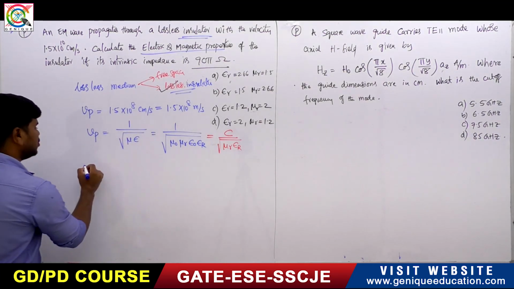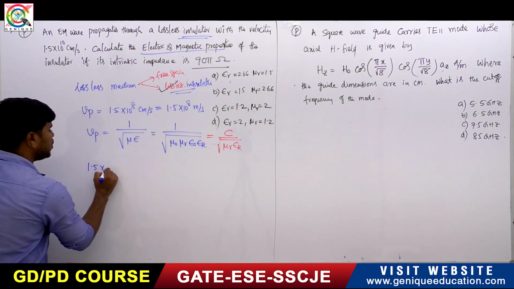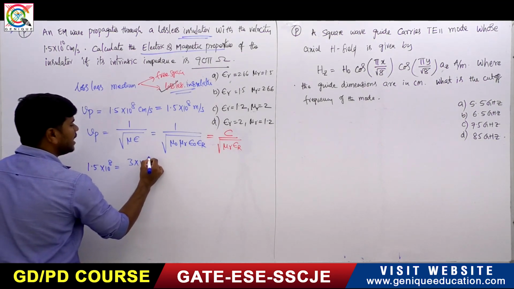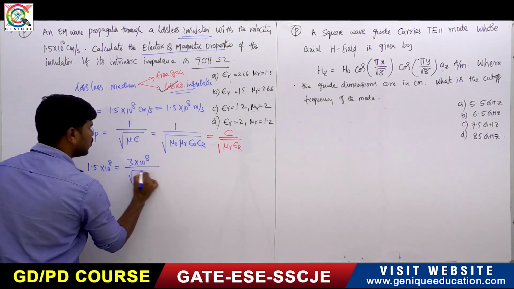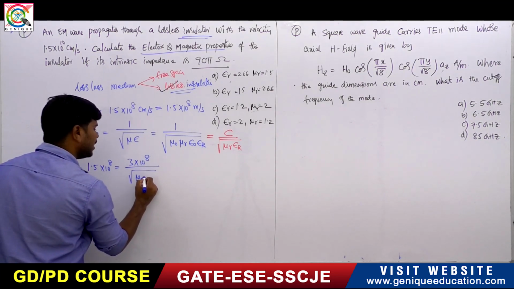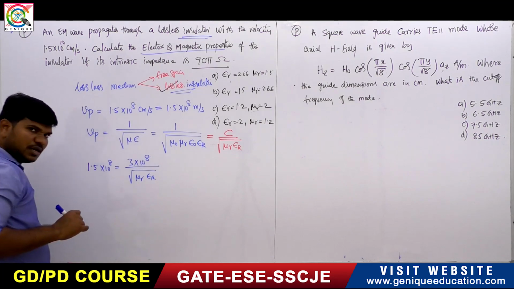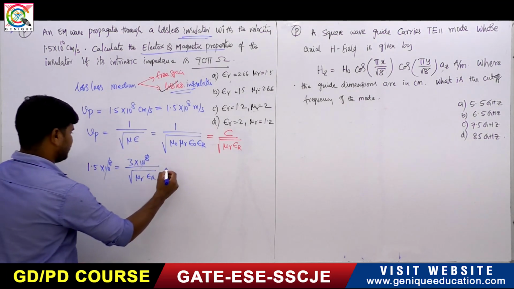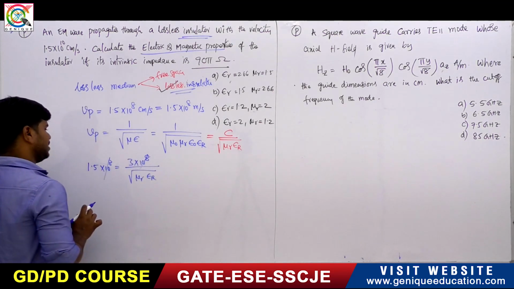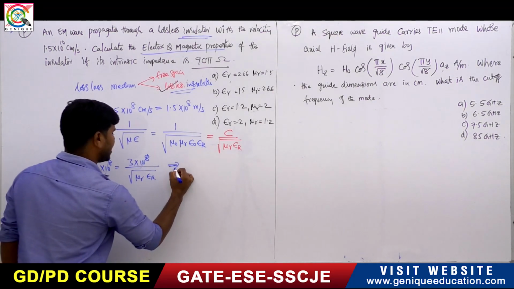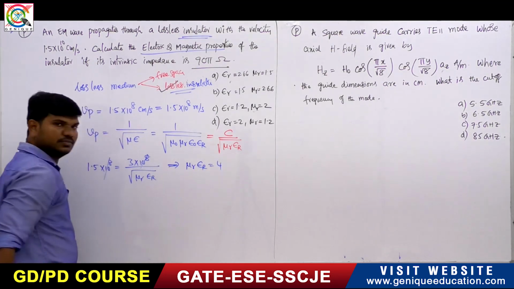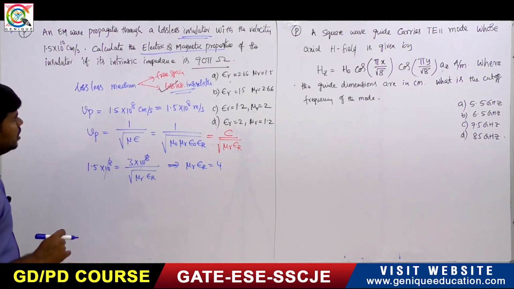So from this, 1.5 into 10 power 8 is equal to 3 into 10 power 8 divided by root over mu r epsilon r. So from this, how can you get? It is 2, right? So from this you can get mu r epsilon r is equal to 4. This is one relation, right?